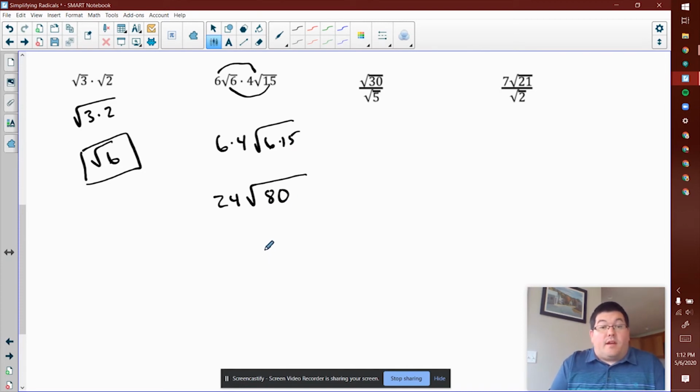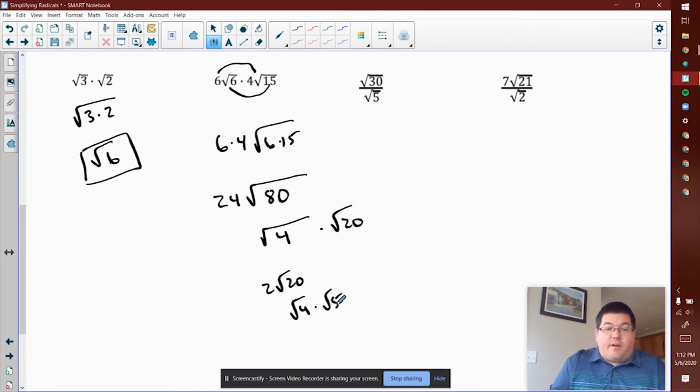Now again, one thing we've got to be careful about is, can this be simplified anymore? Does 80 possess any perfect square factors? Well, we know for sure that 80 is 4 times 20. So that's one way we could think about this: 2 square roots of 20. 20 we know is 4 times 5. And so 2 times 2 rad 5 is 4 rad 5.